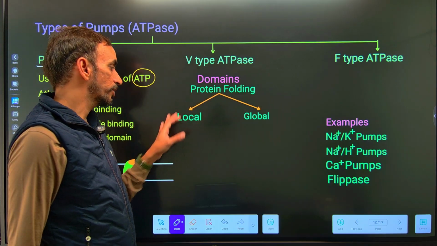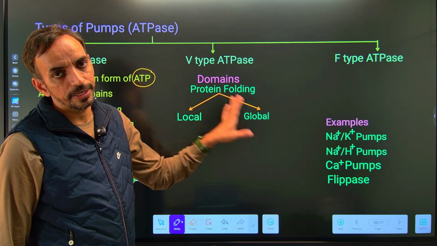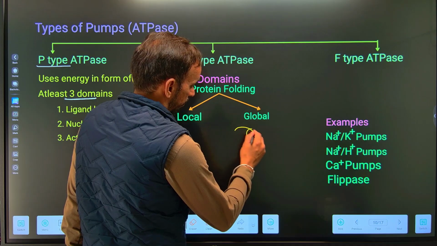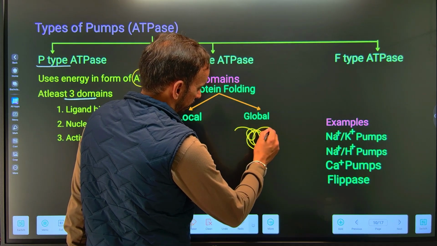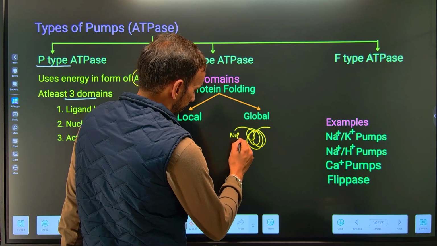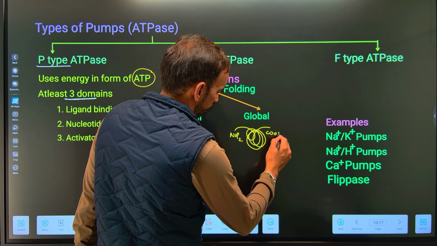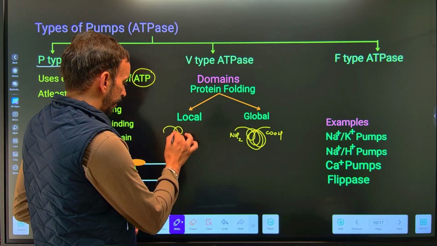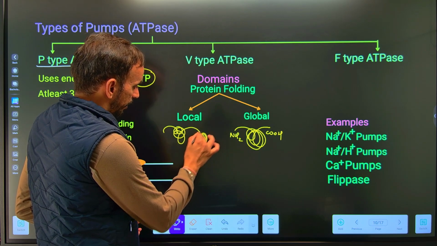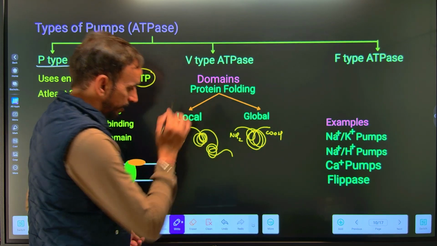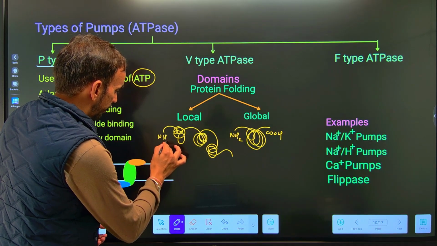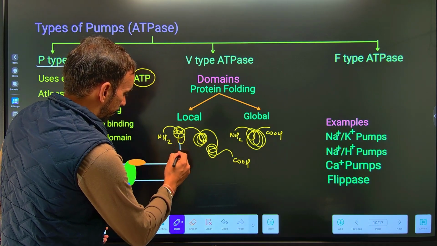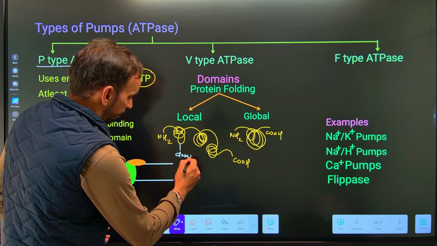The protein folding, it is of 2 types. There is a local folding and there is a global folding. If the folding of protein takes place in a single domain, then it is known as the global folding. If the different domains fold differently, then there is a presence of different types of domains.